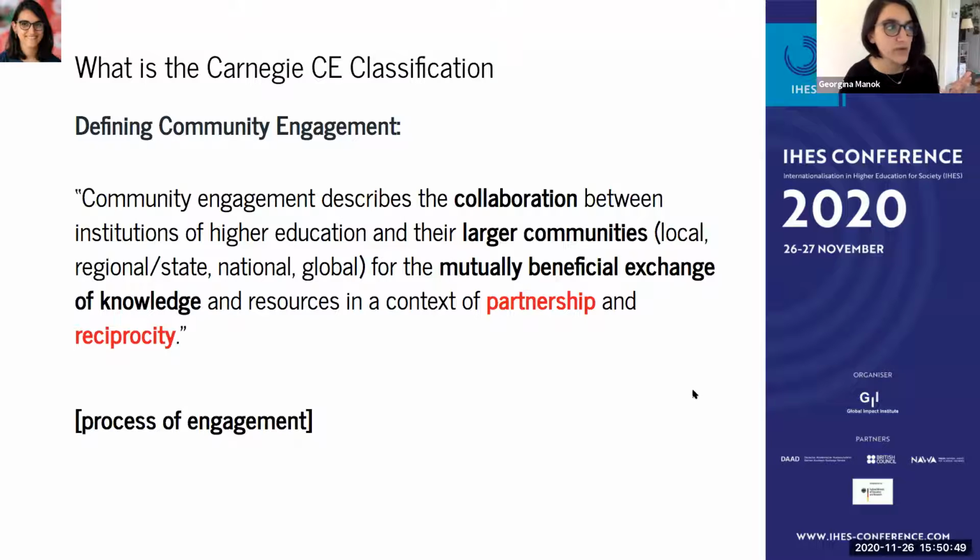Community engagement describes the collaboration between institutions of higher education and their larger communities, whether local, regional, state, national, or global, for the mutually beneficial exchange of knowledge and resources in a context of partnership and reciprocity. And you see partnership and reciprocity and mutual benefit are at the core of the process of engagement.